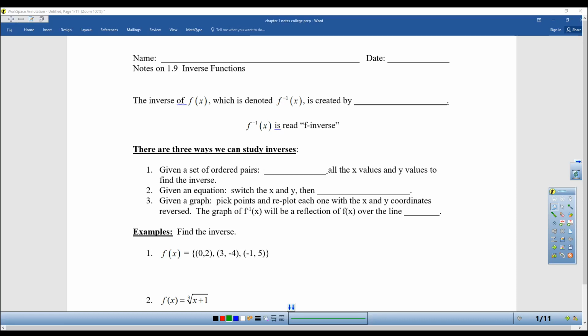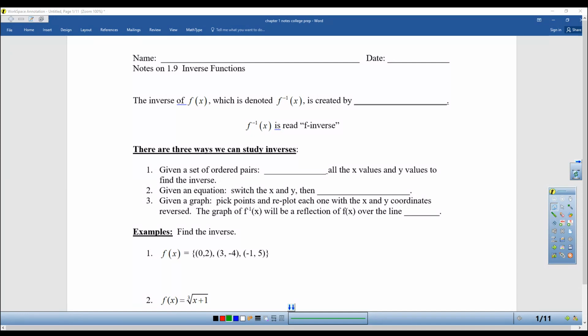Hi everyone, and welcome to section 1.9 in Precalculus, inverse functions. Be excited, this is the last section in chapter 1. So we've made a little progress this year. We're almost at the end of chapter 1.